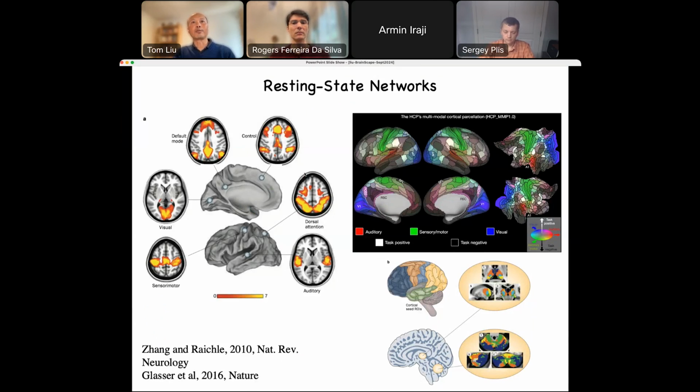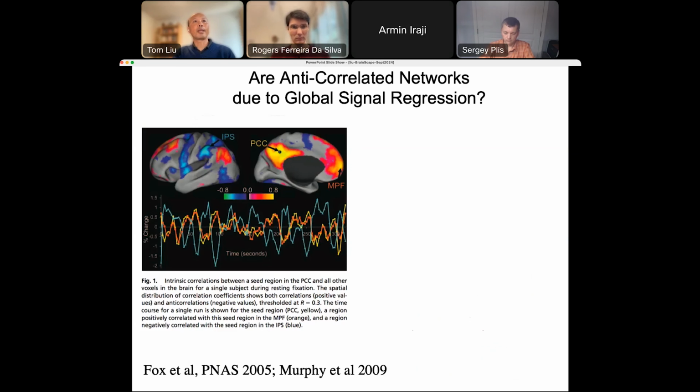One of the more famous networks that people have talked about, obviously, is the default mode network. That network was defined mostly due to the work of Marcus Raichle at Washington University, who defined this default mode network, which has this property that it basically deactivates during a task.